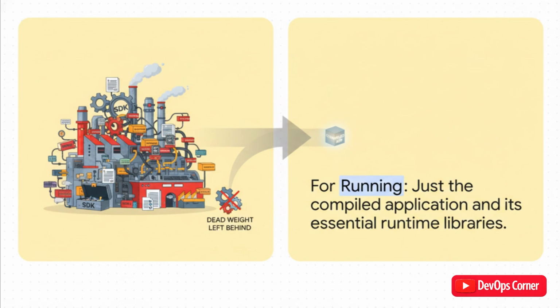This slide just nails the core problem, right? We end up mixing up what we need to build the app with what we need to run the app. On the left, you've got the entire factory, the SDKs, the compilers, all the raw materials. But on the right, that's what we actually need to ship to our users, just the finished application and only its most essential runtime libraries. Everything else is just dead weight.